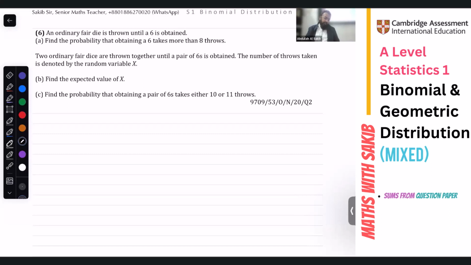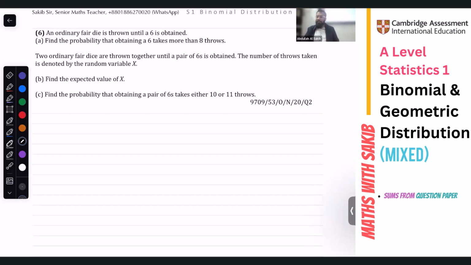Expected. So 2 fair dice are thrown until a pair of 6 is obtained. That means it's a matter of geometric distribution. So now the question is the expected value of X, E(X). What's the value of E(X)? The formula for E(X) is 1 by p. P is the probability of success of getting a pair of 6. What is it? 1 by 36. Clear? Getting a pair of 6 is the probability of success.